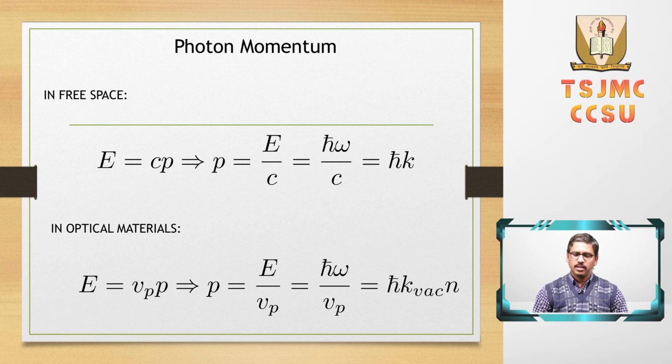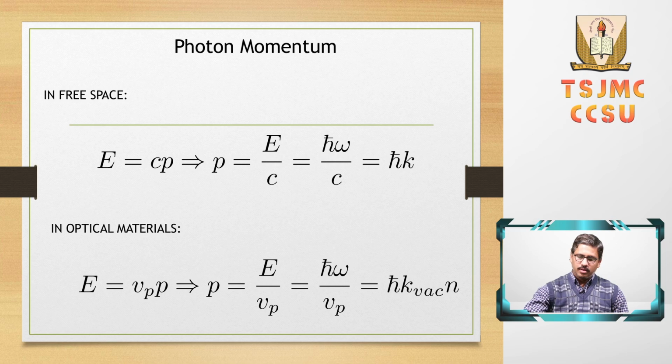So p is simply E by c, and the energy carried by each quantum of light, the photon, is ħω, where ħ is the reduced Planck constant, given by h upon 2π, ω is the angular frequency of the photon, and c is the velocity of light. And we know that ω by c is the wave vector k. So p is equal to ħk. When light propagates in an optical material or any medium, this relation simply replaces the velocity of light by the velocity of light in the medium, Vp, where Vp means the phase velocity.